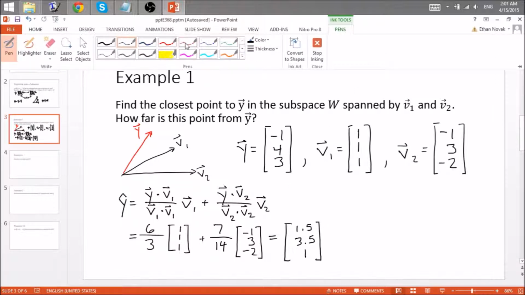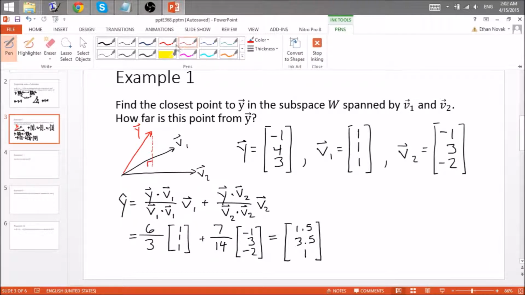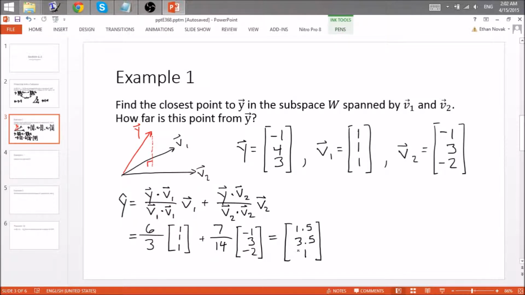So let's sketch what we just found. We are dropping a vertical from y down to v1 and v2. Remember that this vector is perpendicular to every vector. This vector that we just drew is perpendicular to every vector in W. So it's perpendicular to v1 and v2. That means that the vector that we just found, which is contained in W, which is y hat, that's this vector right here.